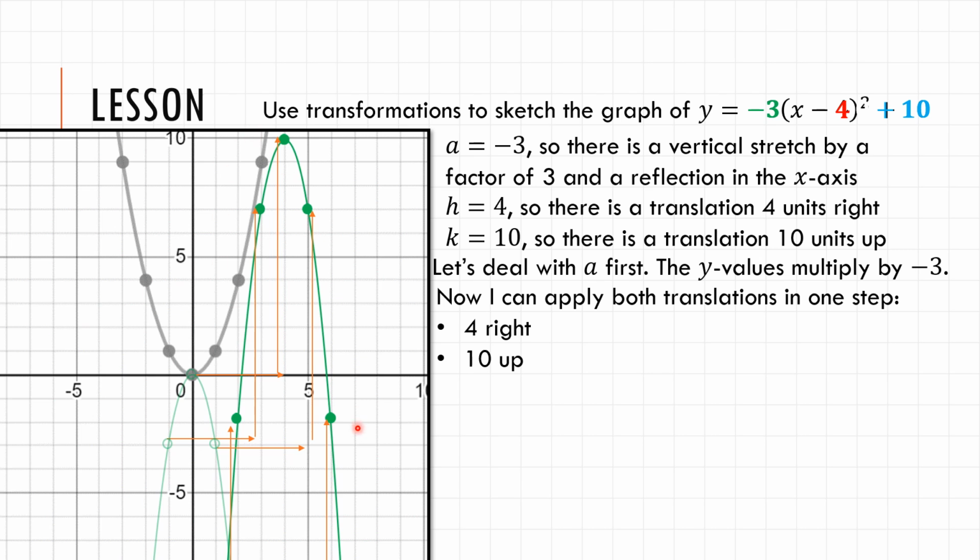And there we go. Wasn't that much faster? We didn't have to make all of these tables. We only had to make one new table for the a value transformation. And then we just applied what we knew was going to happen to all of these points.